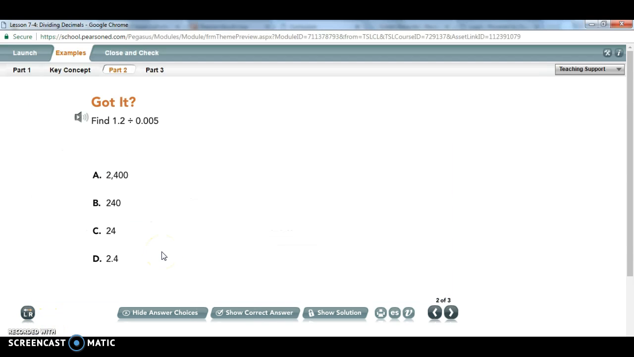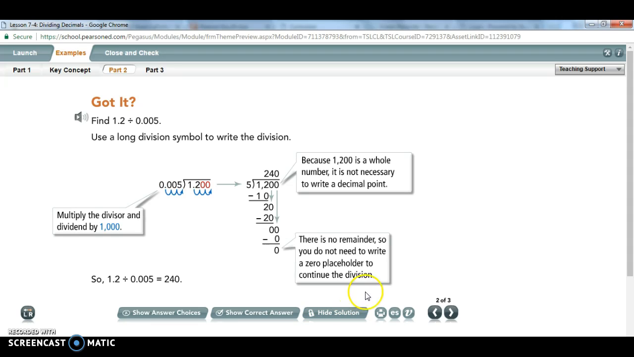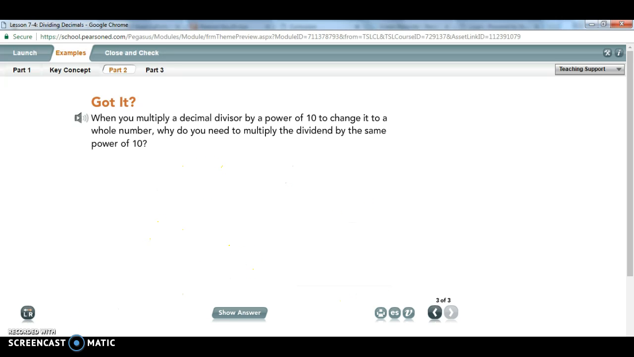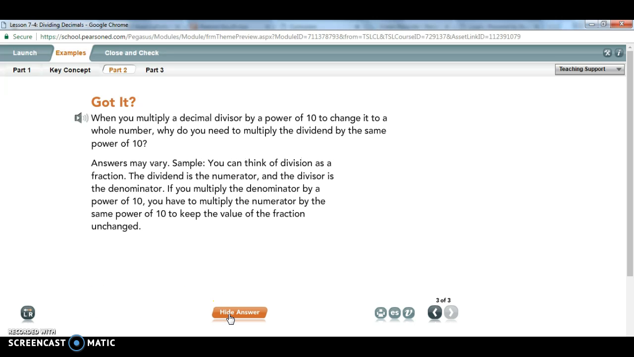The first got it problem for part 2 is 1 2/10 divided by 5 thousandths. It's either A, B, C, or D. The correct answer is B. If you want to know how to solve it, you can pause the video and read this. For this got it problem, I want you to write down your thoughts as best as you can to answer the question. Here is a possible answer.